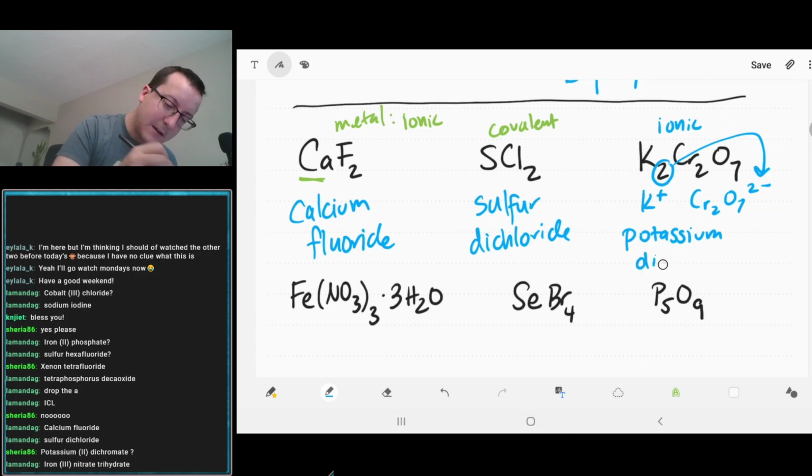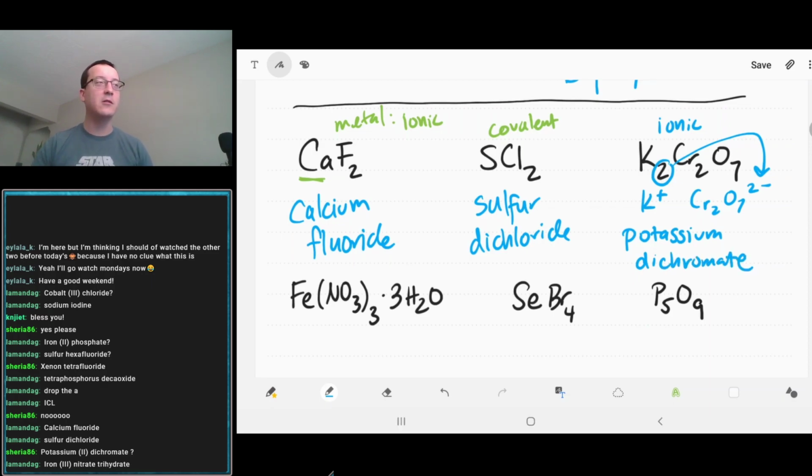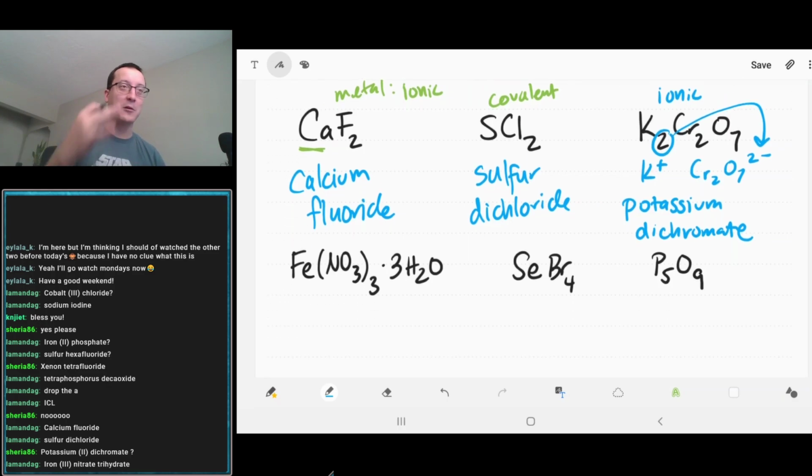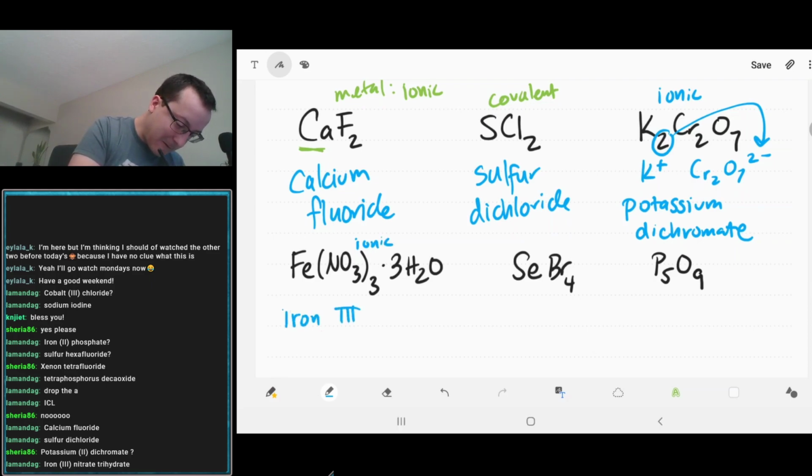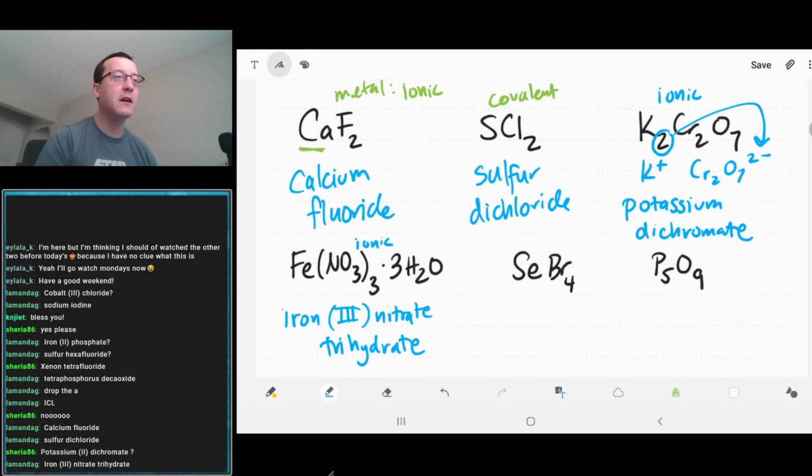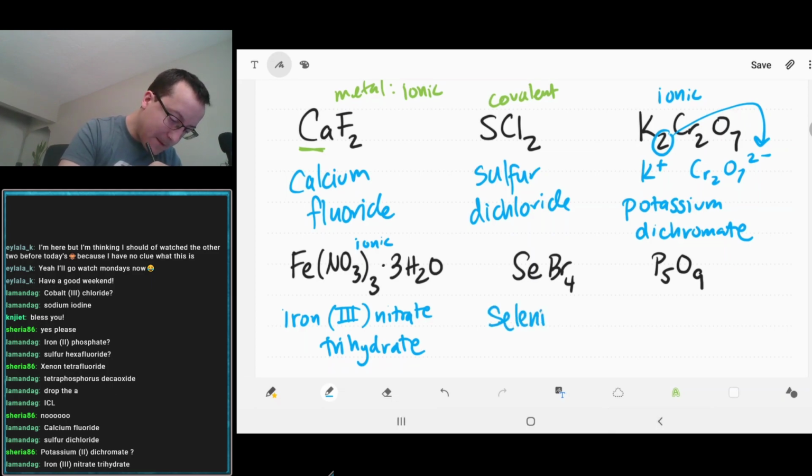Dichromate. And don't worry about getting these wrong right away, because these take practice. It's not the super easiest thing to do. Okay, yes, the next one is ionic as well. This is iron(III) nitrate trihydrate. Very nice job there, Lamonda. This is selenium tetrabromide.